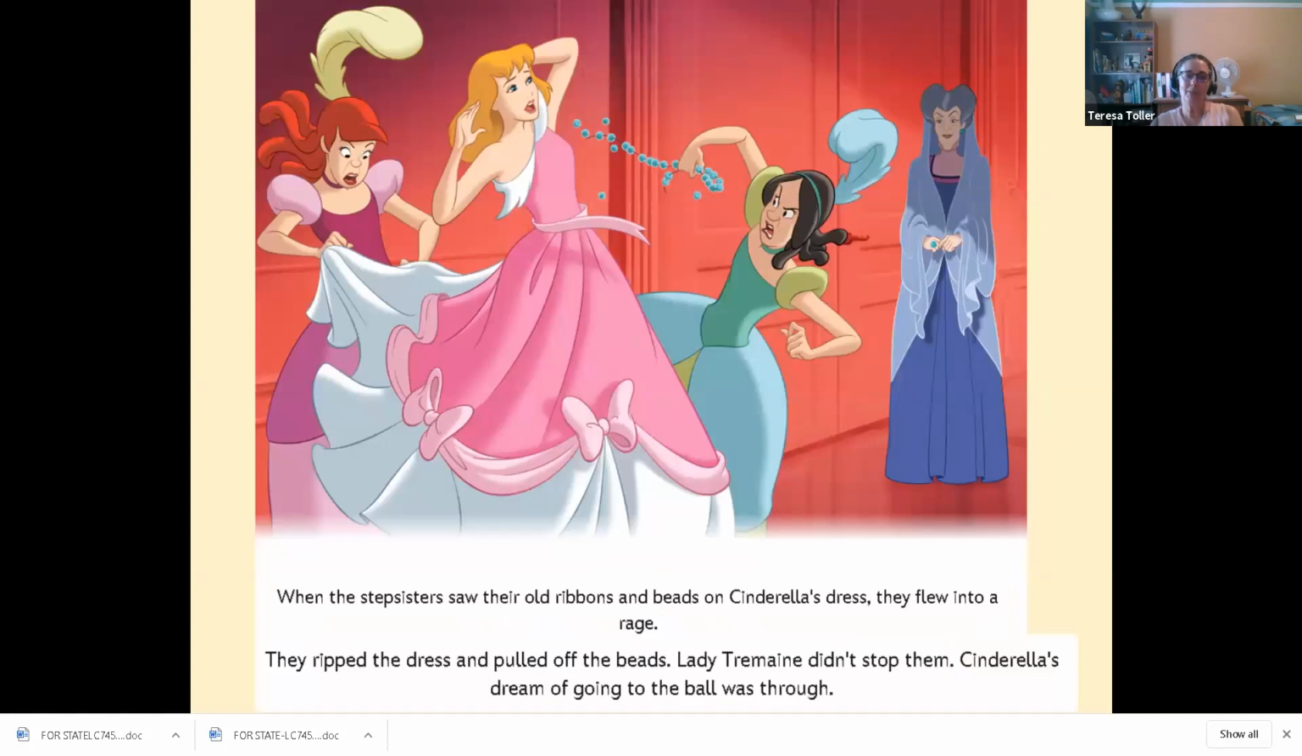When the stepsisters saw their old ribbons and beads on Cinderella's dress, they flew into a rage. Again, character descriptions or character traits for the stepsisters. They ripped the dress and pulled off the beads. Lady Tremaine didn't stop them. Cinderella's dream of going to the ball was through.